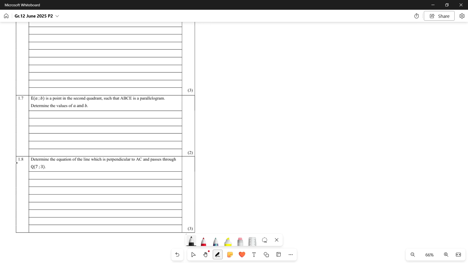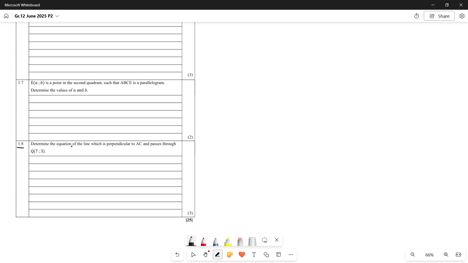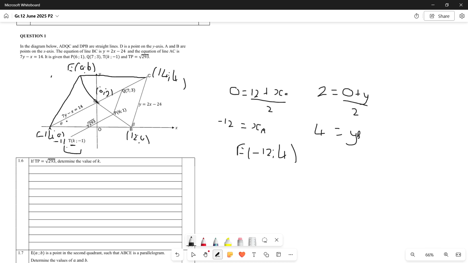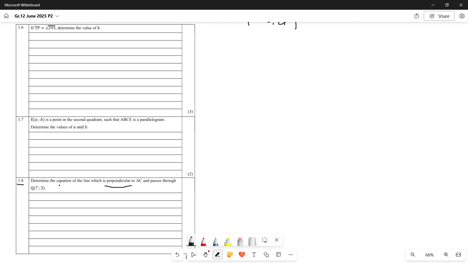Cool. And then question 1.8, the last question of this section. Determine the equation of the line which is perpendicular to AC and passes through Q. So it is perpendicular here and passes through Q at 7 and 3 as the coordinate pair.